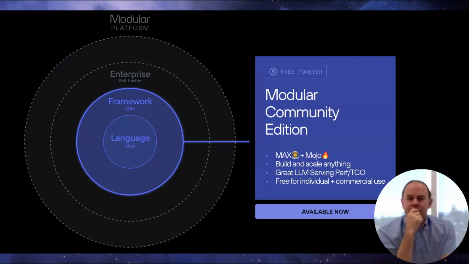What does this mean? This means you can build, you can scale anything. You can make LLM servers and scale it to 500 nodes on NVIDIA. You can even use it for commercial purposes. You can compete with us. This is something that you can do with the community edition.